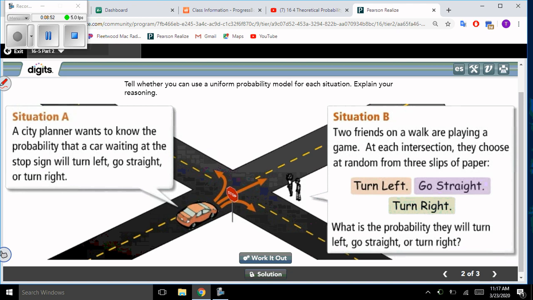So this is going to be an example of a theoretical probability because they're all equally likely to happen. That's theoretical. This one, on the other hand, wants to know the probability that a car waiting at the stop sign will turn left, go straight, or turn right. This one you'd have to run an experiment on.